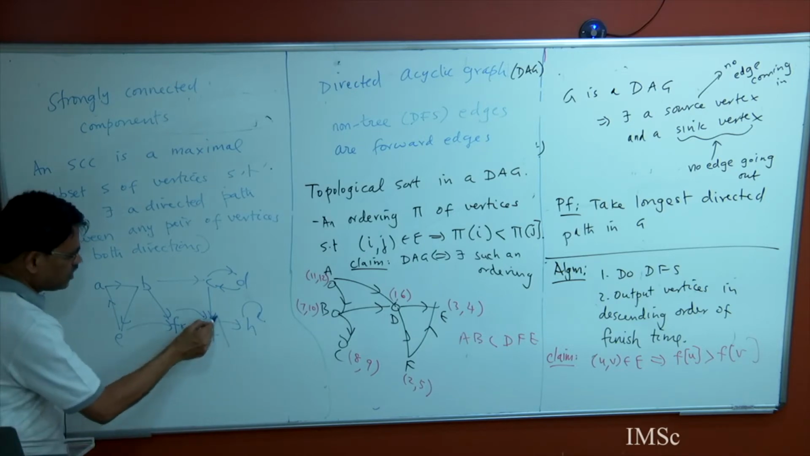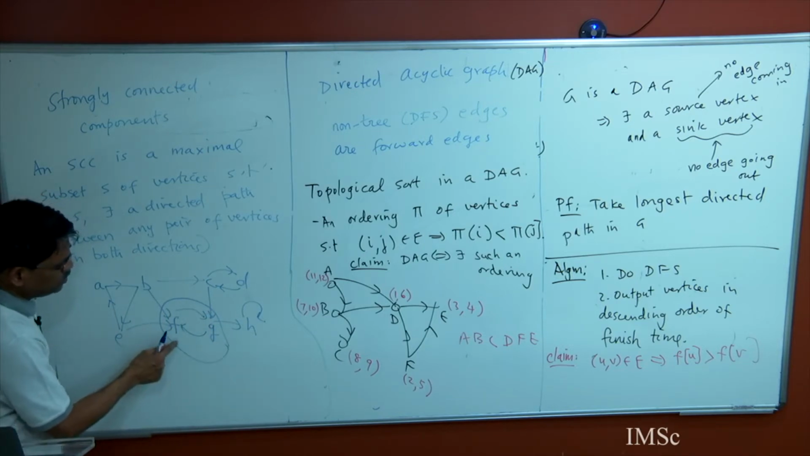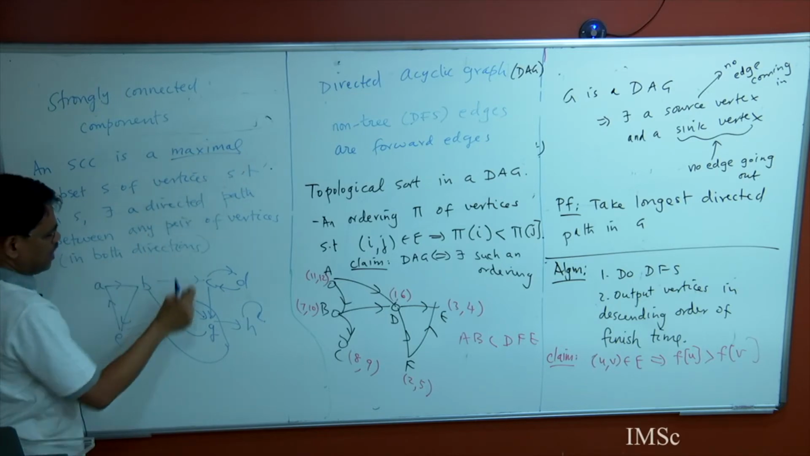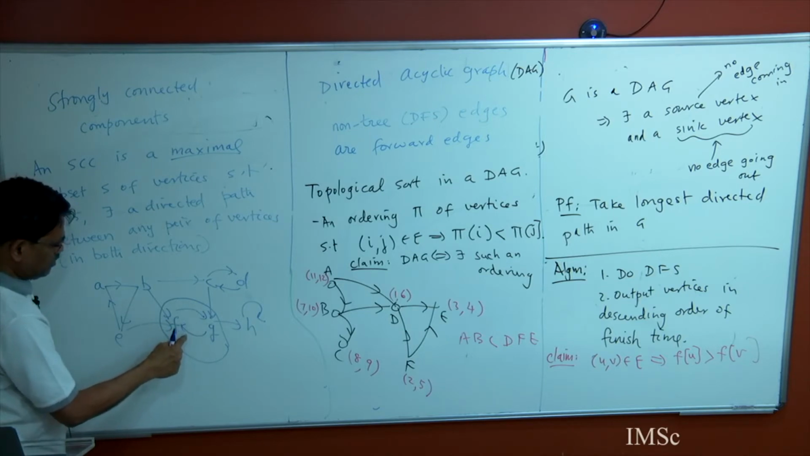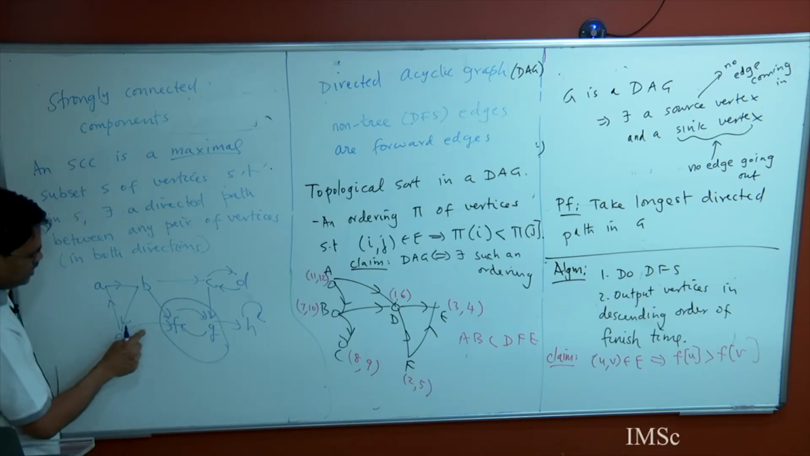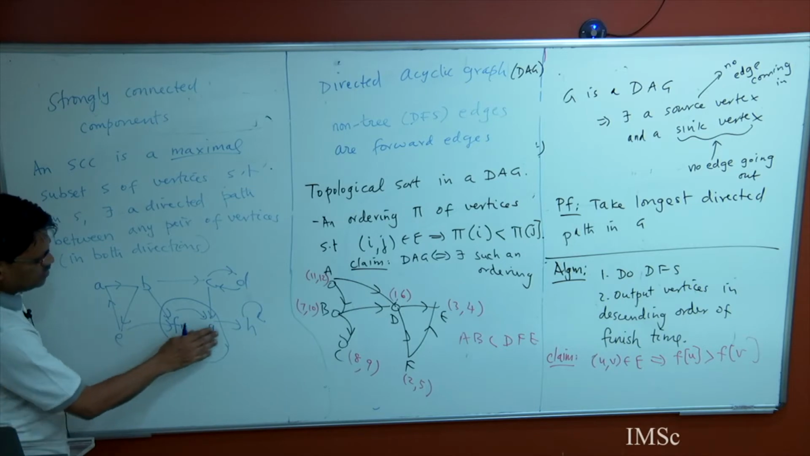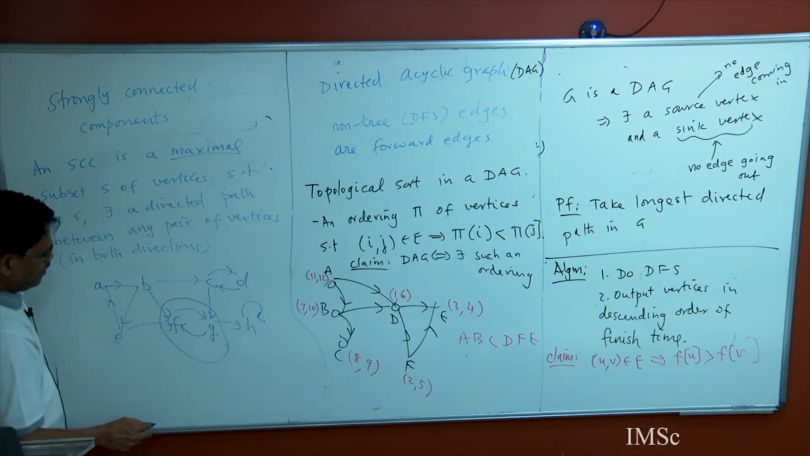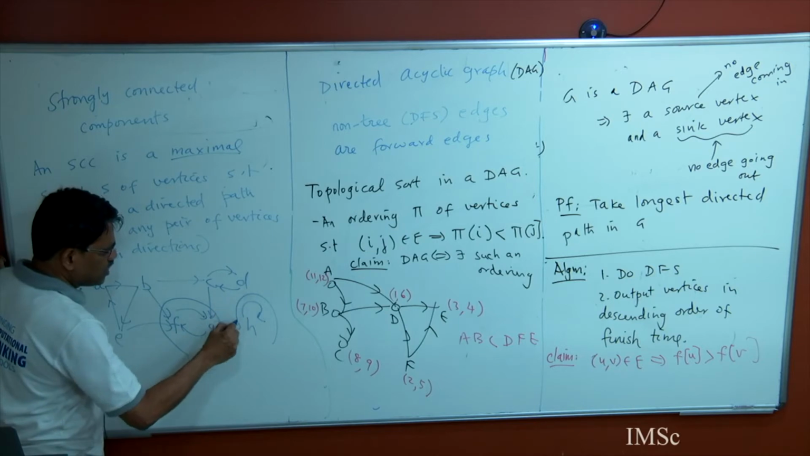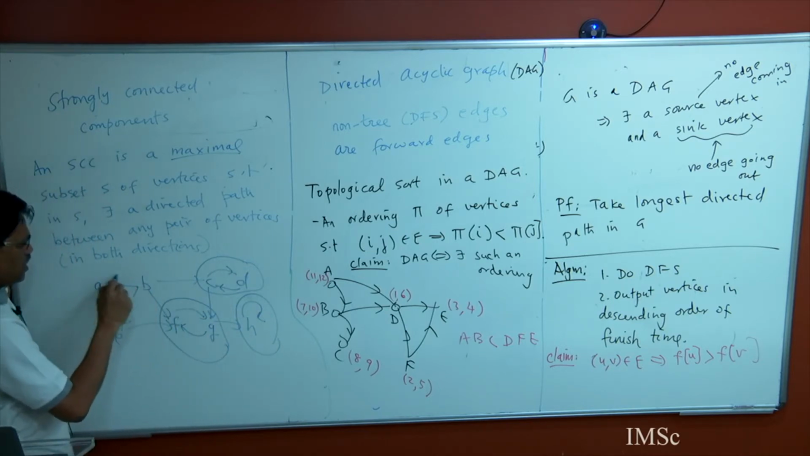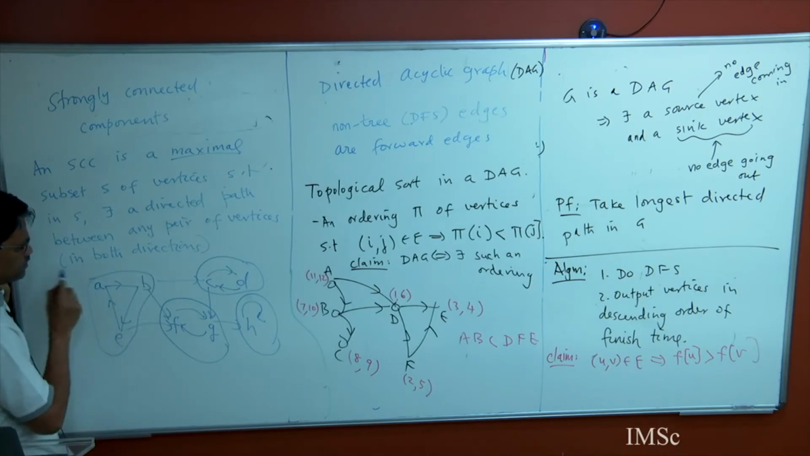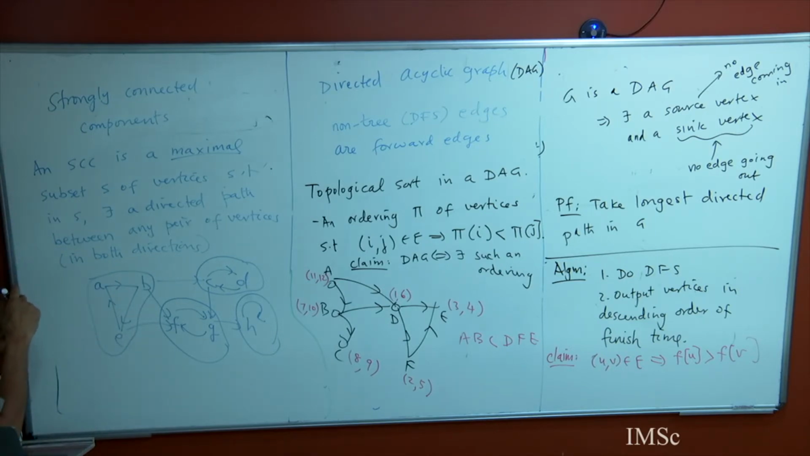FG, yeah, FG is a strongly connected component. Can I add any more? Because it's saying maximal, right? FG clearly is strongly connected. There is a path between them. But can I add E? Because if I add E, I can go from E to F, but there is no path from F to E, so I can't add. And similarly, you can check that I cannot add any more vertices. I can't add H. H by itself is a strongly connected component. CD is a strongly connected component, and ABC is a strongly connected component. Okay.